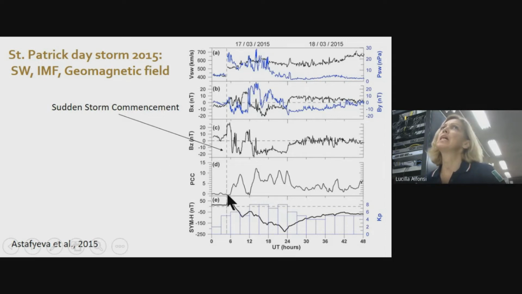This PCC, I don't remember, Claudio, what is it? PCC? It's a polar cap index. Okay. Yeah. And this CMH, if you remember, we can consider the same as the DST index.